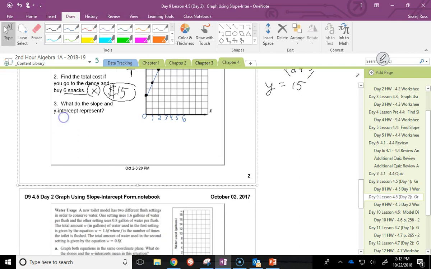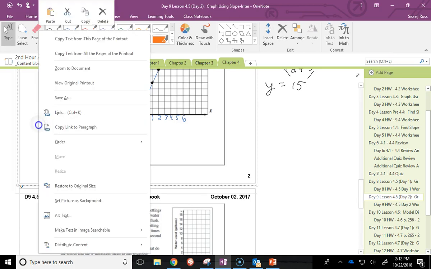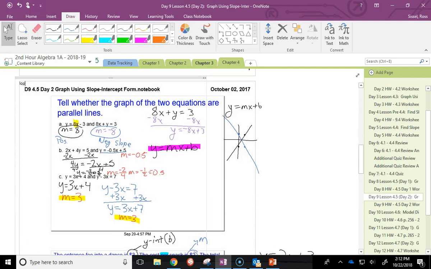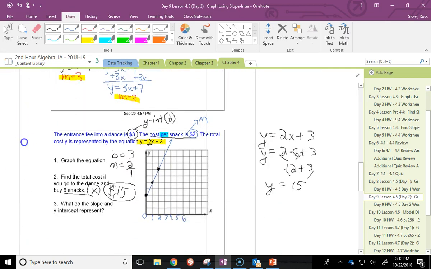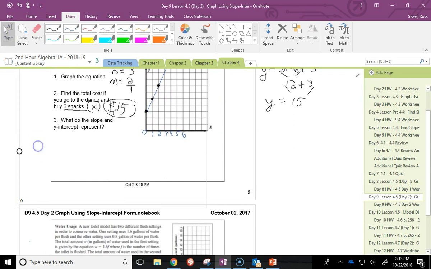What do the slope and the y-intercept represent? I'm actually going to type on this one. I think that's easier than my handwriting. But I'm going to go ahead and say the slope. So the slope on here, that is the cost per snack. Our slope was $2, so slope represented how much each snack cost.